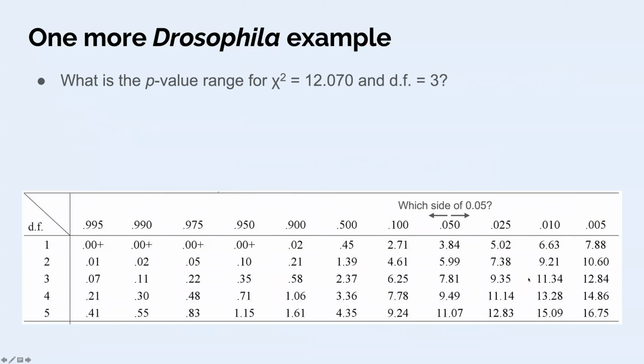So our value, 12.070, follow the degrees of freedom 3 row across, 12.0. All right, so we're not off the chart, but we're pretty close to it. In between these numbers, 0.01 and 0.005. And again, you would summarize your p-value and say, we don't know exactly what p is, but we know that it's less than 0.01, right?